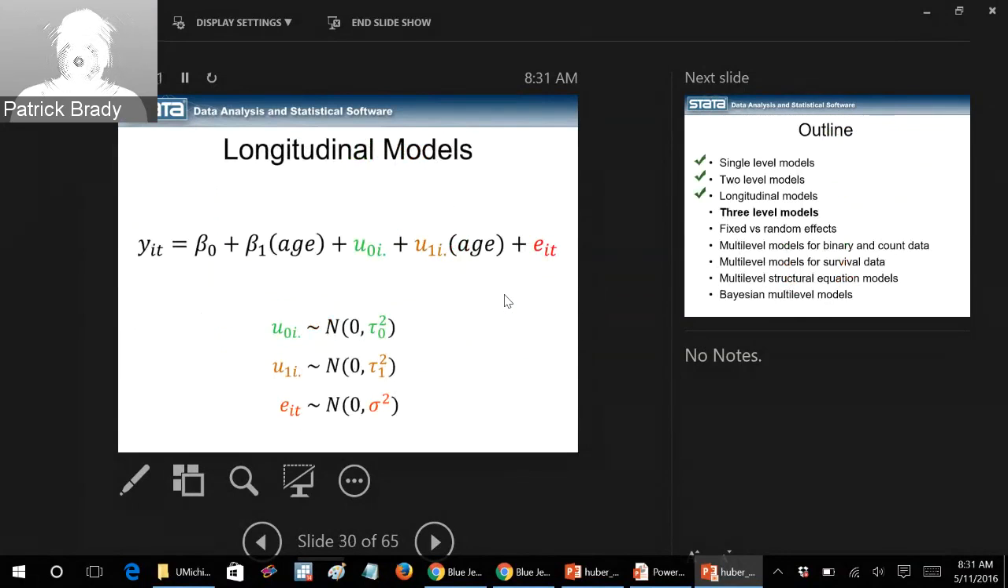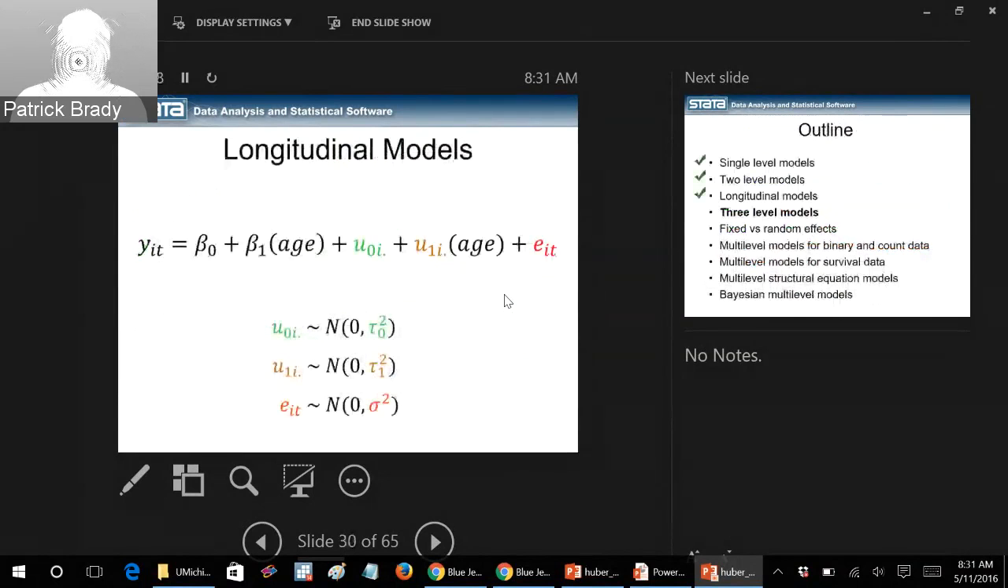Now again, we have three random terms or random effects in this model. So we have the green term, the brown term, and the red term. Each of these has to have its own distribution, and we have to estimate the variance of each of these. So now we have three things that we're estimating.